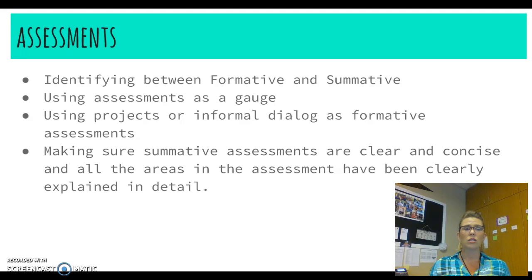of their learning. So some of the key points that I've taken away from the assessments portion of the unit planning is identifying the difference between the formative and the summative assessments, using the assessments as a gauge, using the projects or informal dialogue as formative assessments, and making sure that the summative assessments are clear and concise, and all of the areas in the assessment have been clearly explained in detail.